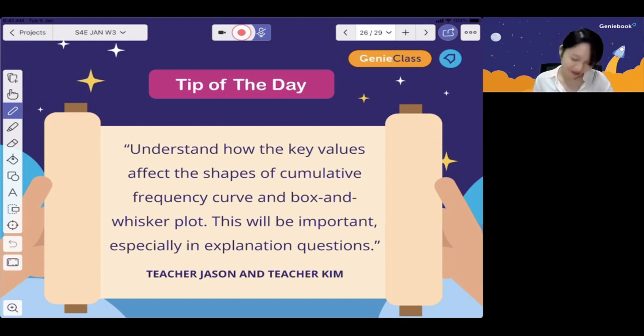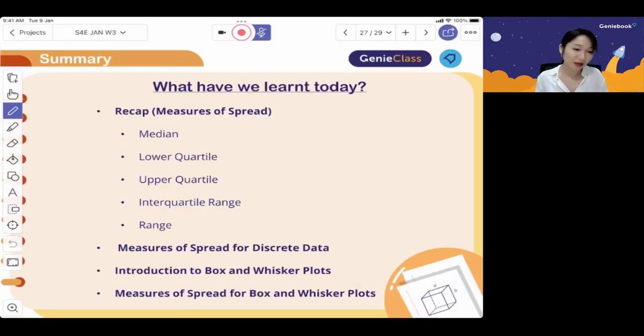Finally, tip of the day: understand how the key values affect the shapes of the cumulative frequency curve and the box and whisker plot. This will be important, especially in explanation questions. I will go through a bit more of this later after I end the class, because this is actually quite a big part of the O levels. But I know we are over time, so I will leave that to the additional portion of our lesson. Those of you who need to go, you can go first.